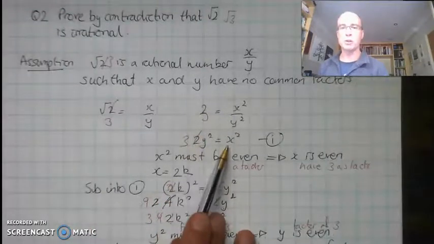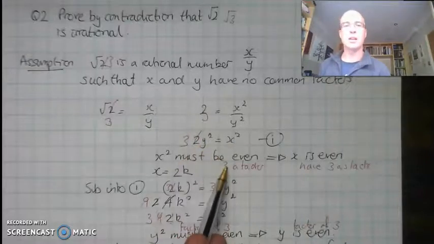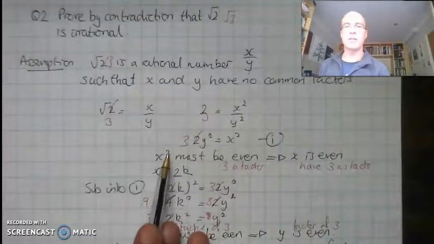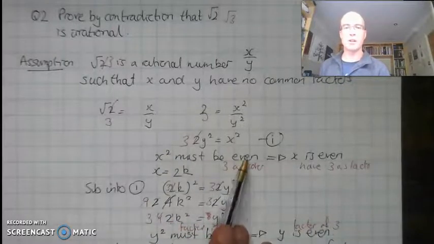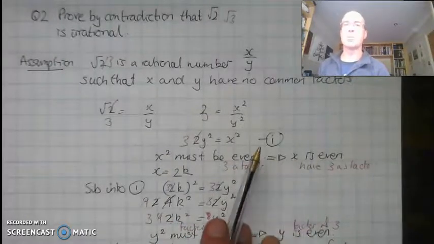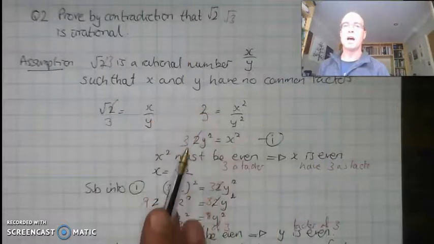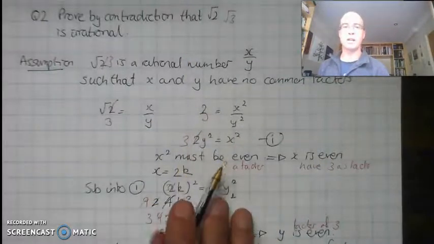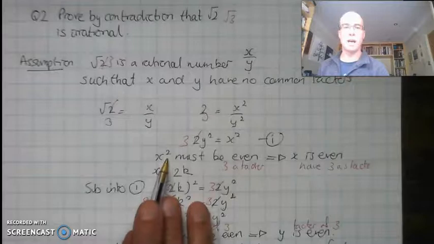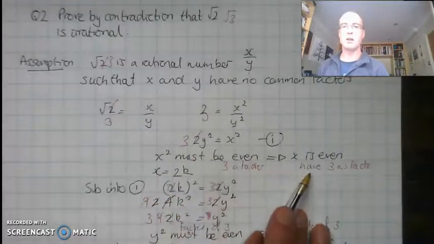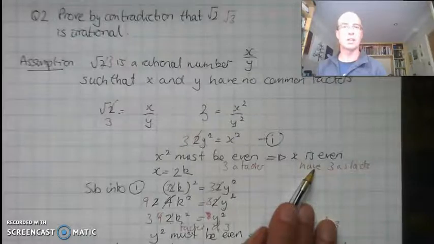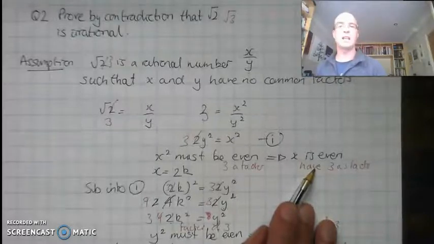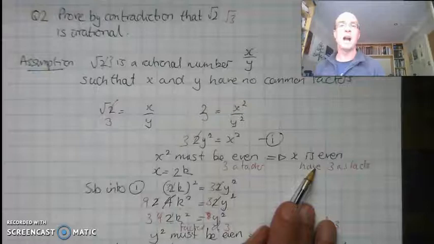We get 3y squared is x squared. So we get this factor that 3 is a factor of x squared. Now this is a little bit more difficult to follow than the even and the odd, which we get with root 2. We have to think about 3 being a factor. If 3 is a factor of x squared, it means that 3 is also a factor of x. That's a little bit more difficult to follow. It does take some head getting around, and I might talk about that after the next video.